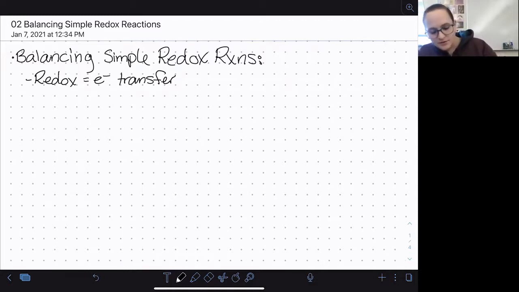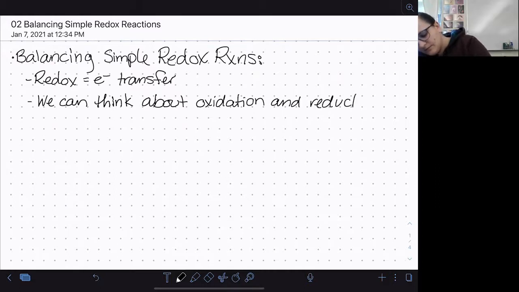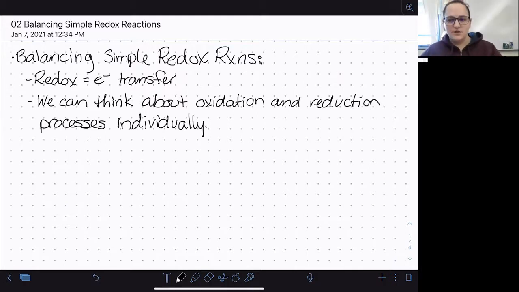Essentially, what we want to do when we're working with redox reactions is think about the oxidation and reduction processes separately. They have to happen together, but we can think about them individually. And that helps to make this process easier in a lot of cases.